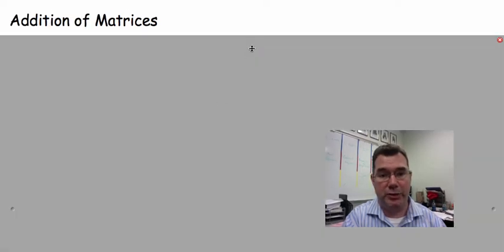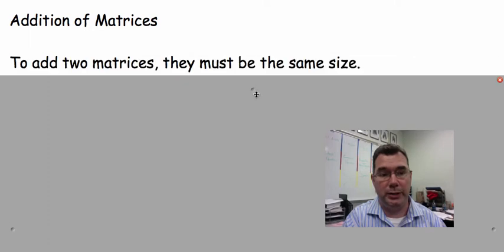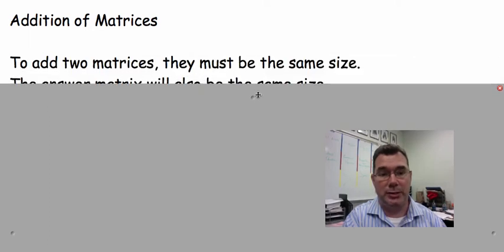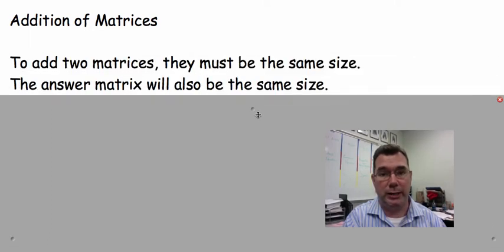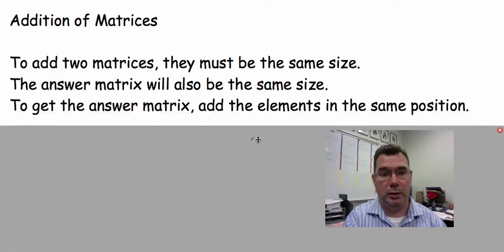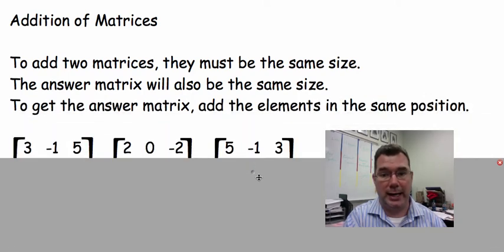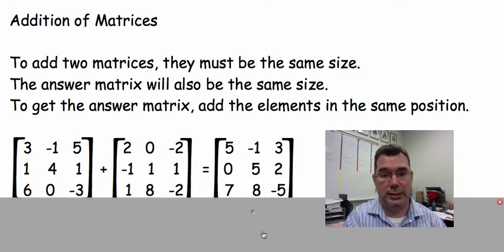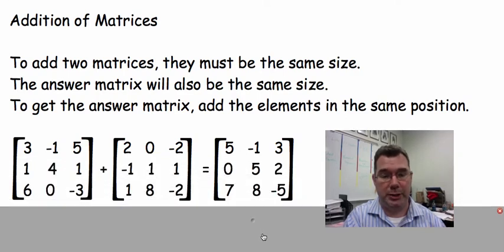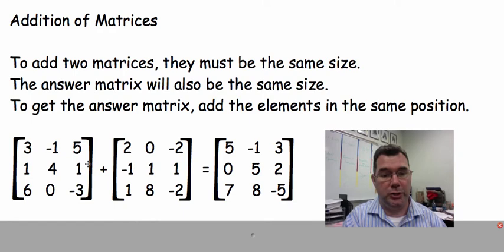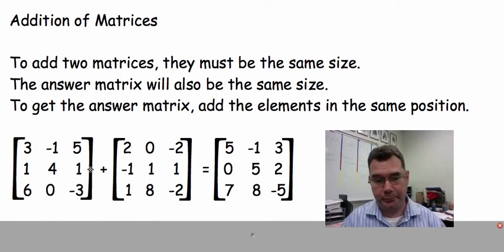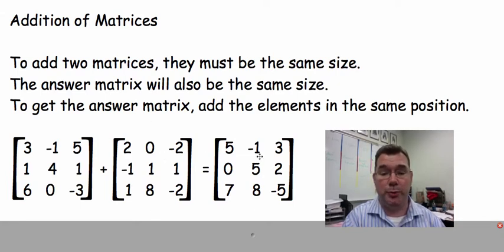We can add matrices, but we have to be careful because they have to be the same size. So they have to have the same number of rows and columns. All right, and the answer matrix is going to be the same size as the two matrices in the question, or more. It doesn't have to be two. So this matrix here is a 3 by 3. It has 3 rows and 3 columns. And I am adding it to another 3 by 3, so my answer will be a 3 by 3.